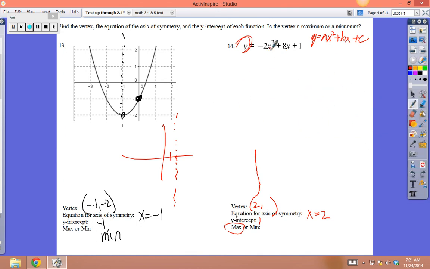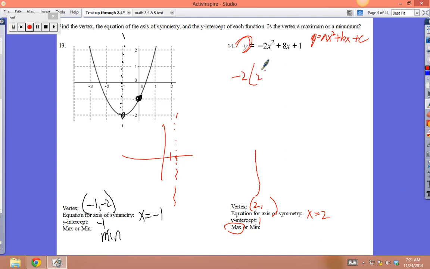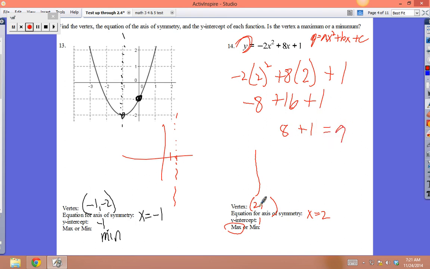If you plug 2 in, it's going to be negative 2 times whatever you plug in squared plus 8 times whatever you plug in plus 1. So exponents first. 2 squared is 4. 4 times negative 2 is negative 8. 8 times 2 is 16, plus 1. Negative 8 plus 16 is 8, plus 1 is 9. So there's your vertex. Over 2, up 9.